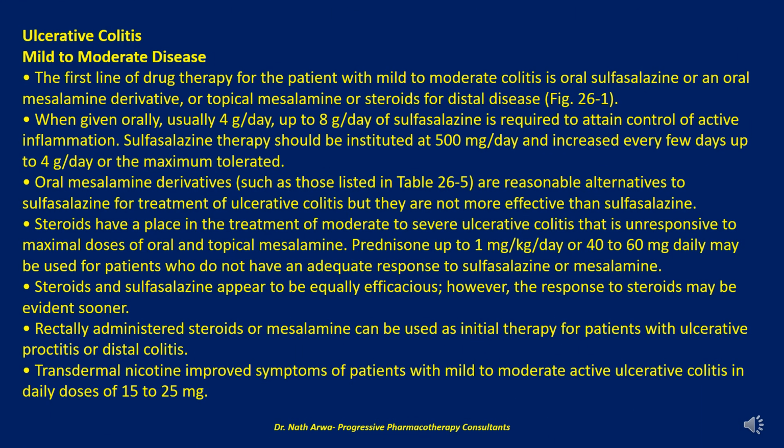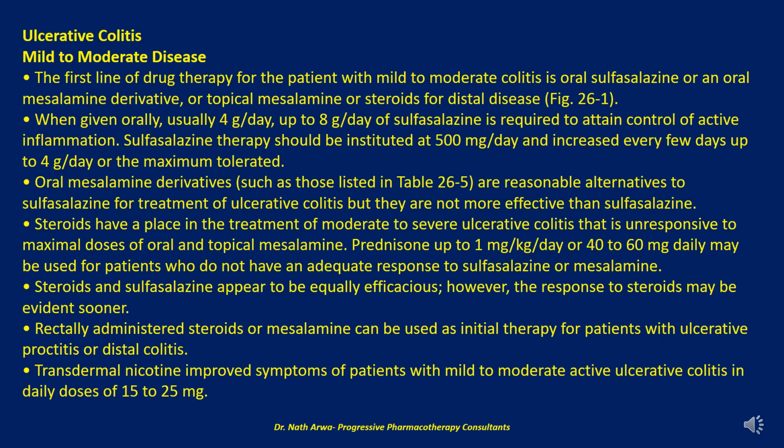Let's now focus on ulcerative colitis. We will begin with mild to moderate disease. 1. The first line of drug therapy for the patient with mild to moderate colitis is oral sulfasalazine or an oral mesalamine derivative, or topical mesalamine or steroids for distal disease, shown in Figure 26.1. 2. When given orally, usually 4 grams per day, up to 8 grams per day of sulfasalazine is required to attain control of active inflammation.